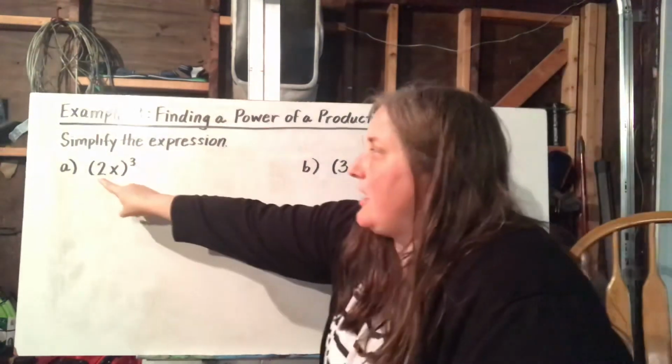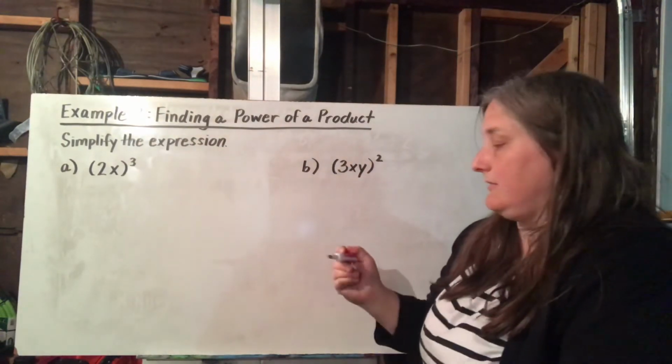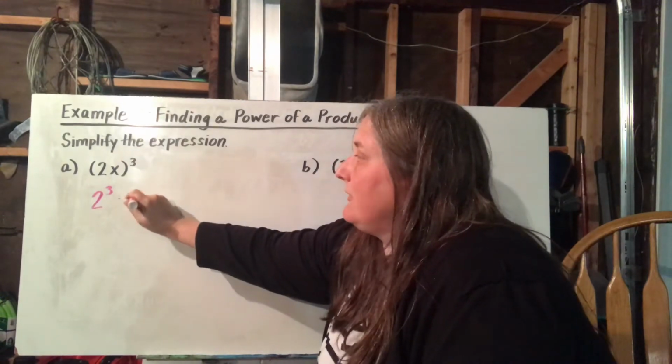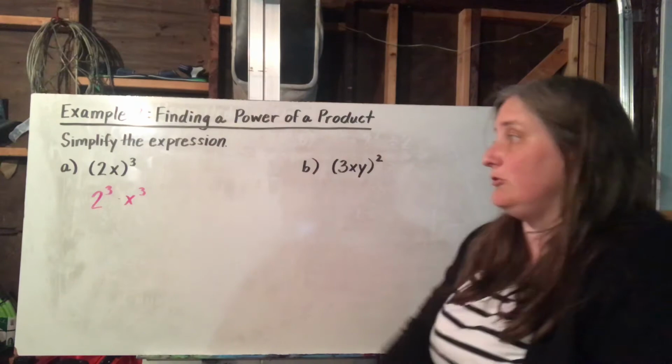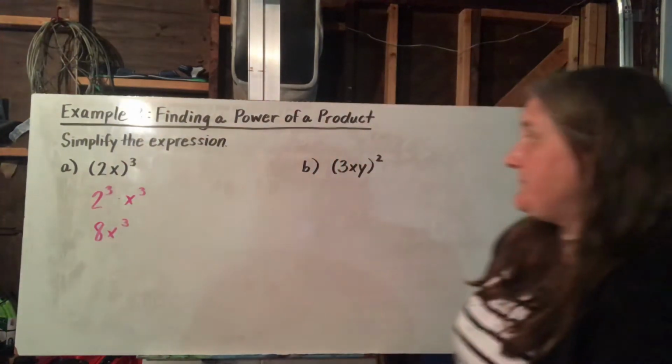In this case, I've got two things inside my parentheses that I'm multiplying, 2 times x. So I can solve this by doing 2 to the third power and x to the third power. Now I don't know what x is, so I can't solve it, but I can do 2 to the third power, and this is 8x to the third power.